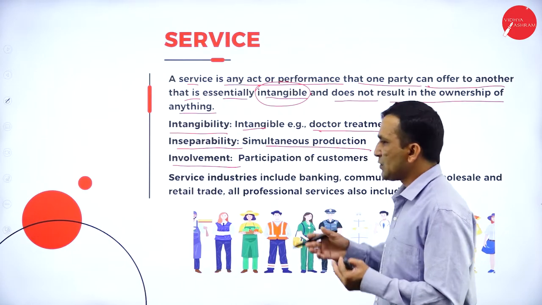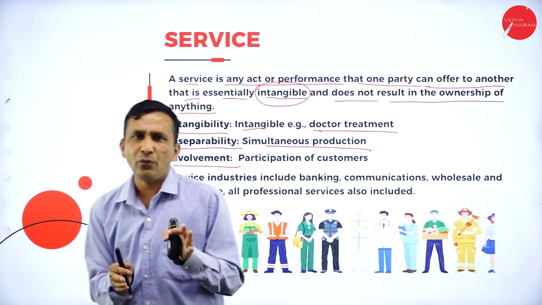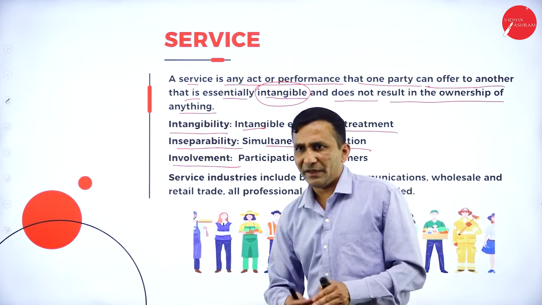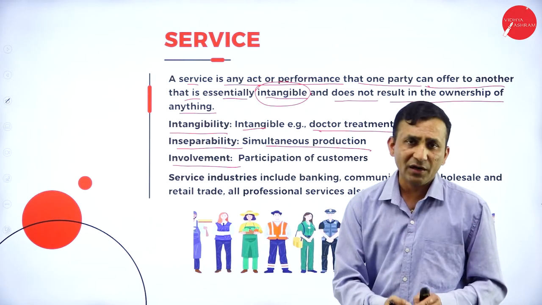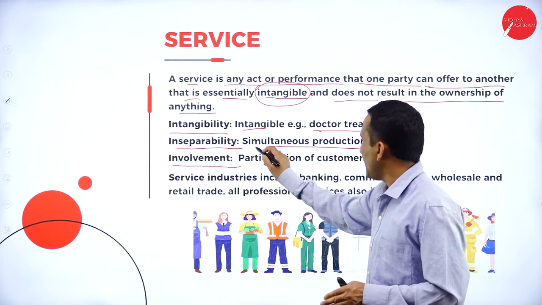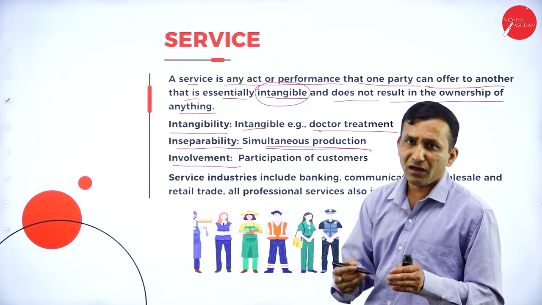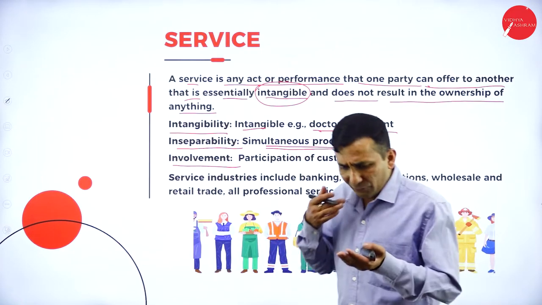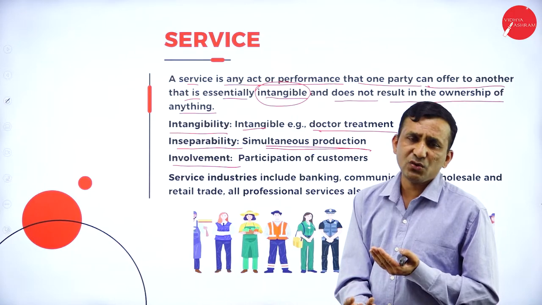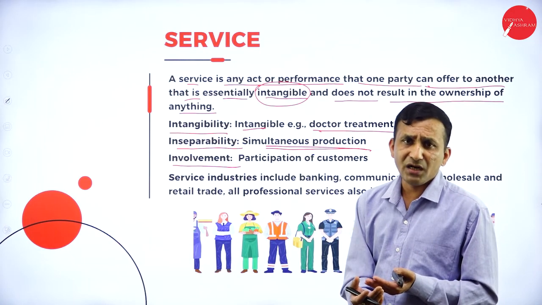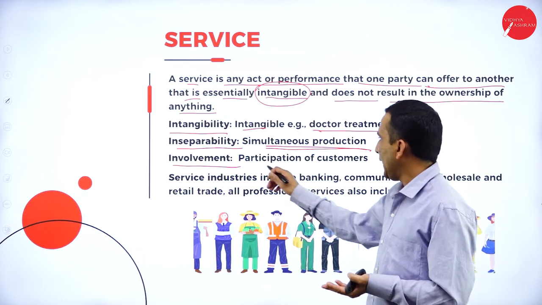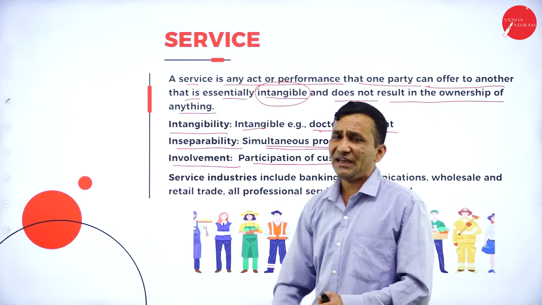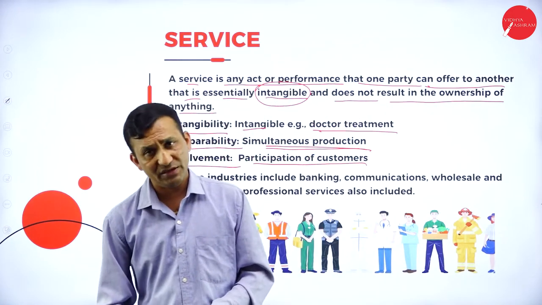And inseparability means simultaneous production. Sometimes the physical product becomes active because of the service, whatever is provided. Now simultaneous production will start with the number of services within the departments. Now involvement. If I want to get benefit from this restaurant, my involvement is 100% essential, and participation of the customers is equally important. Why? Because if the involvement is not there, we are not able to get a service.